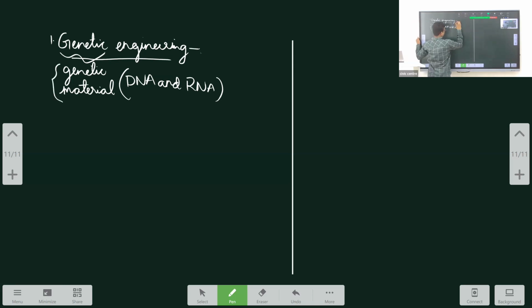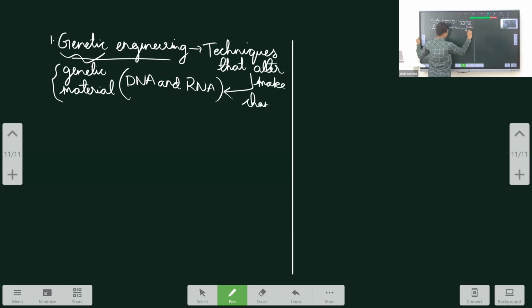So this will include techniques that alter the genetic material, or that make changes. So after making the changes, if you introduce some change to the organism, how will it be reflected in the outward appearance?